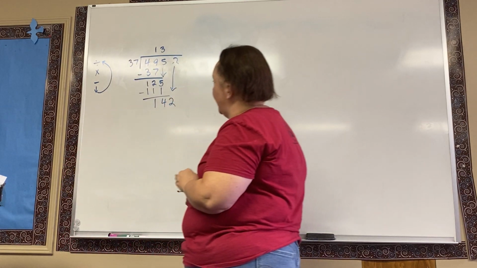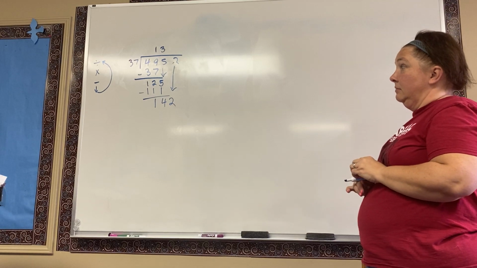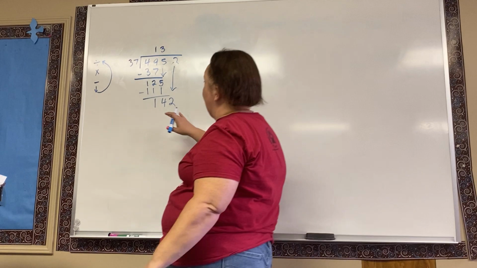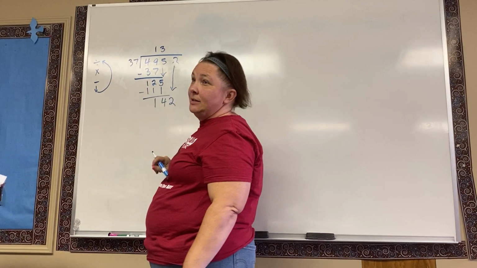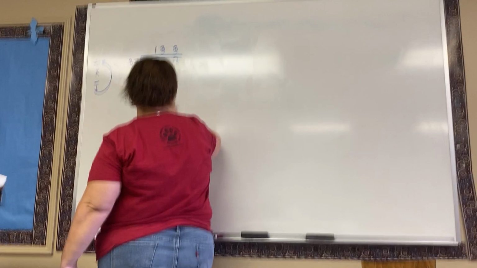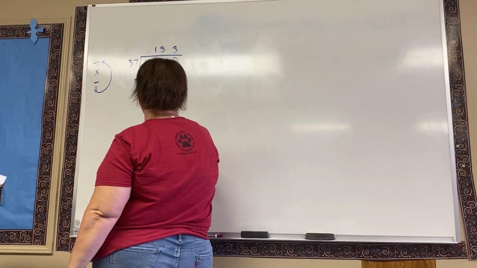So 1, 4, and then I bring down this last digit, which is a 2. Now, how many times is 37 going to go into 140? Well, 3 times gave me 111. So if I add another 37, that would be 148. So will that work? No. So it's still just going to be 3, which gave me the 111. Okay. And then I subtract, and I have 31 as a remainder.